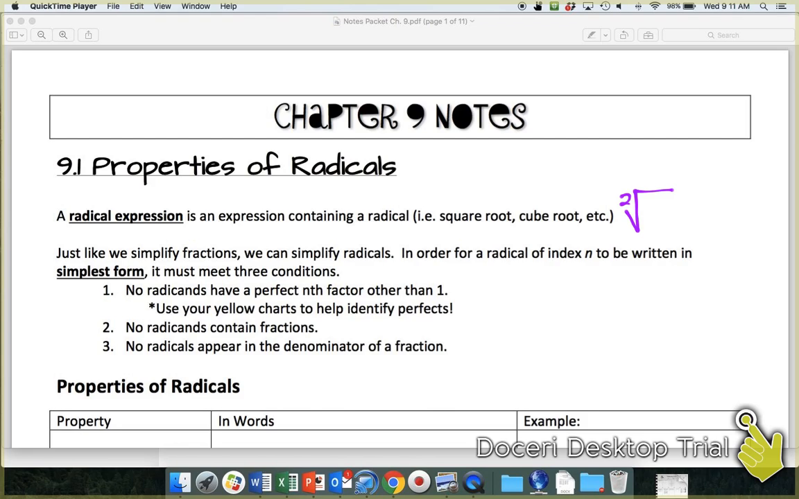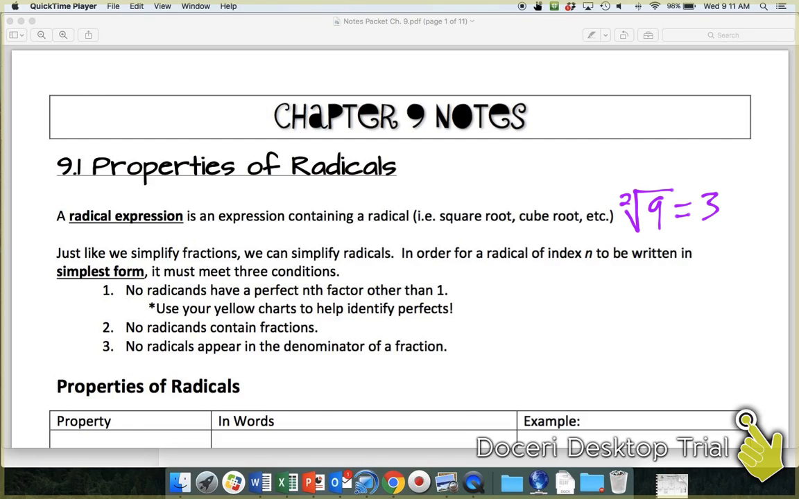What it's saying is, if I have 9 in there, just as an example, what number times itself, or what number squared equals 9? 3. Okay, so the square root of 9 is 3. That's what a radical is doing. A radical is breaking down a number into its square.